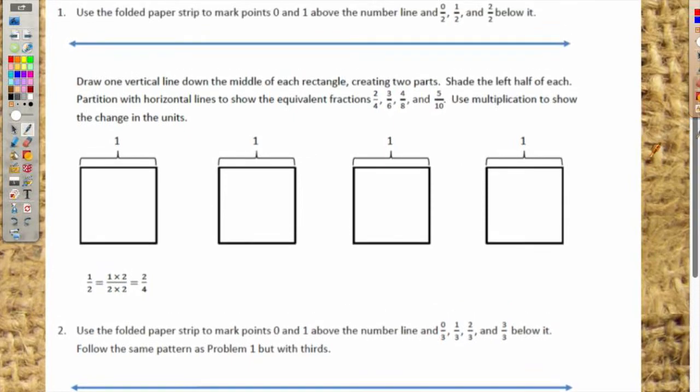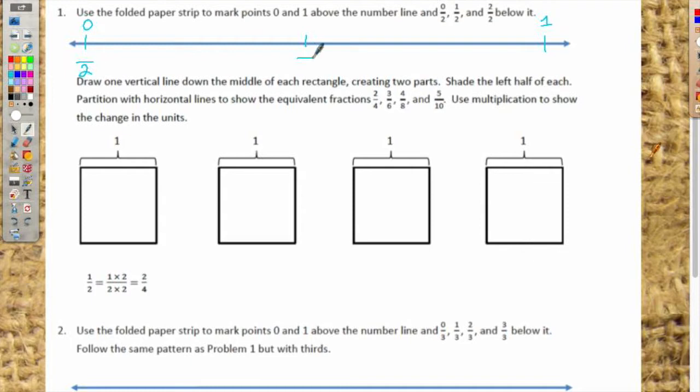Okay, looking at the problem set, question number 1, we're going to mark the endpoints of 0 and 1. Those are our whole numbers. And then it says to show 1/2.